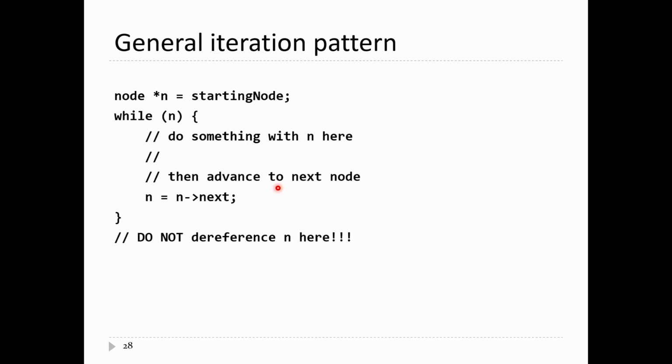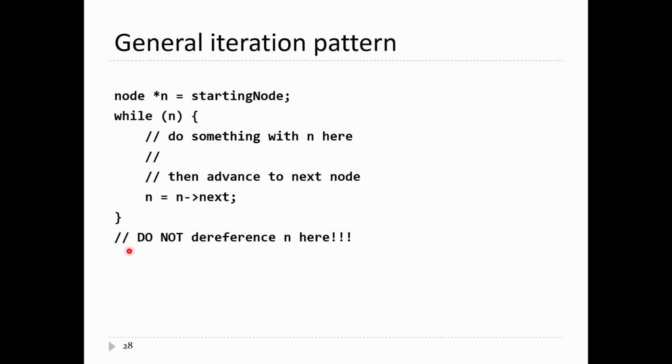And then you advance to the next node. So how do I advance to the next node? Well, I just say n equals n next. N next is the pointer to the next node. So if you assign that to n, that effectively moves you to the next node in the sequence. Then you come back up to the loop condition. If n's not null, you go again. Whenever you hit a node n whose next link is null, the next iteration n will be equal to null, so the loop will stop.